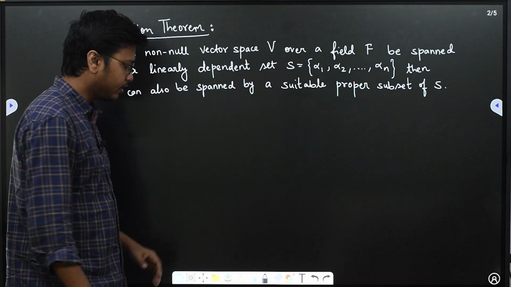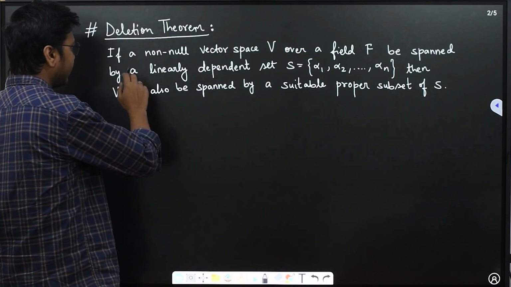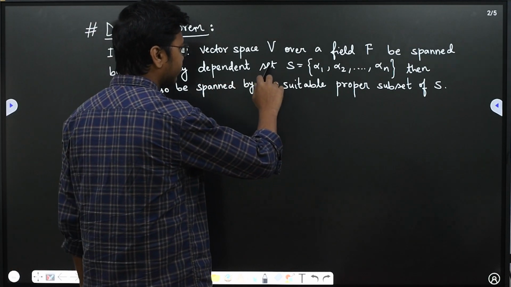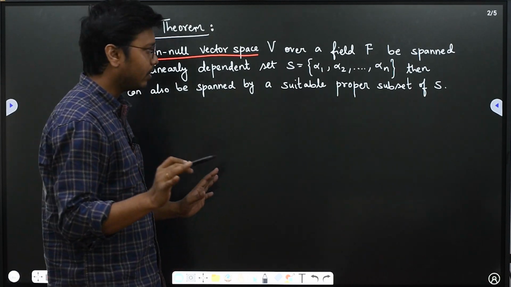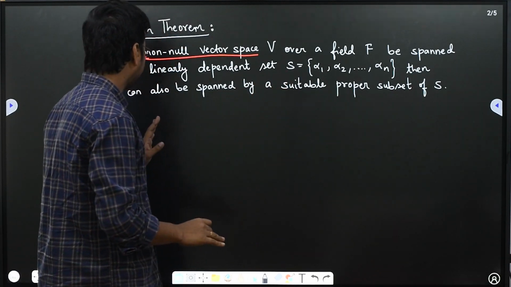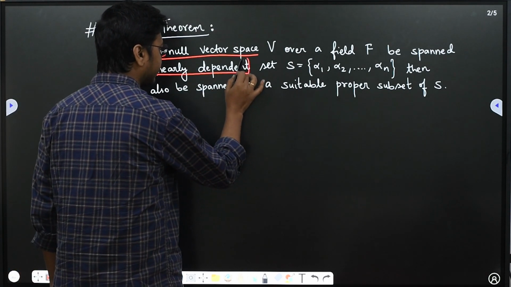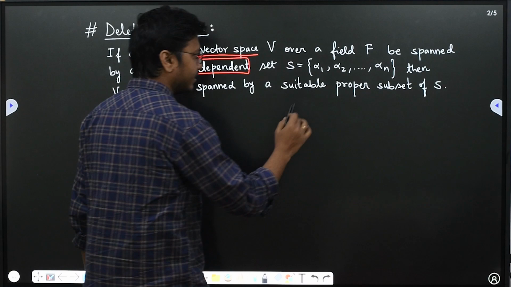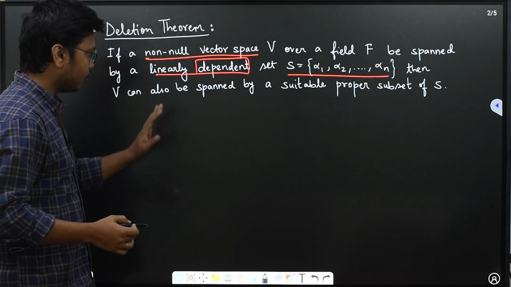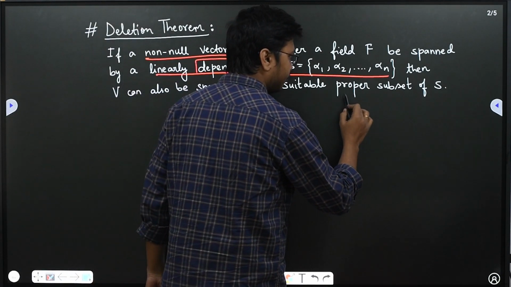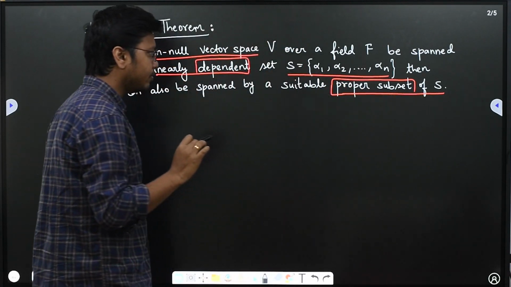This is the statement of deletion theorem. Let me quickly walk you through the definition. It's saying that if a non-null vector space V, so the vector space initially has to be non-null, it cannot be an empty one, over some field F, and it is spanned by a linearly dependent set, this is important, a linearly dependent set S, then the vector space can also be spanned by a suitable proper subset of S. Alright, so these are the two important things.